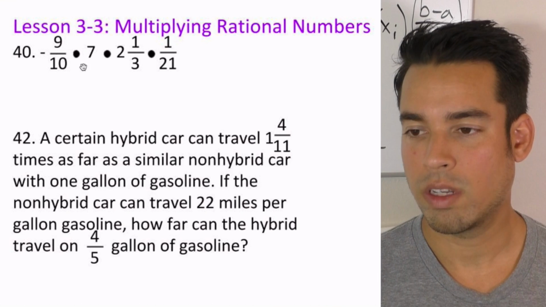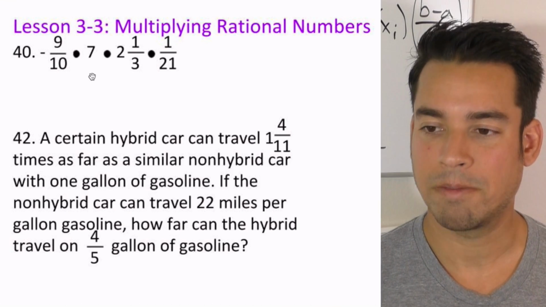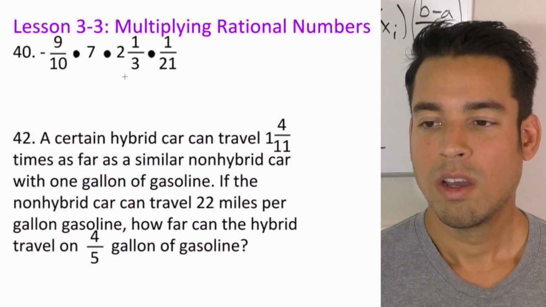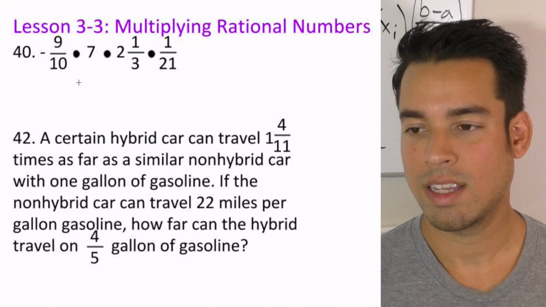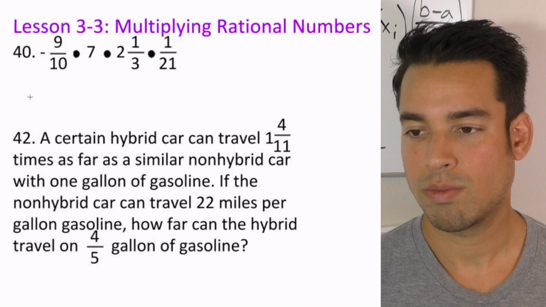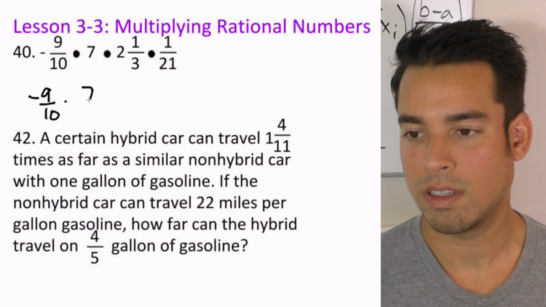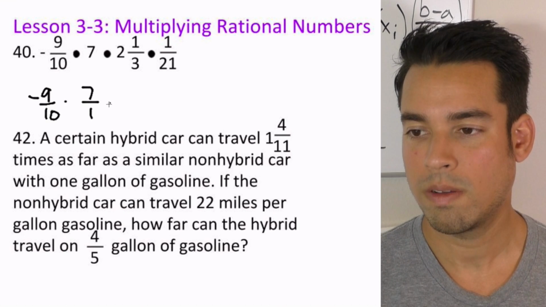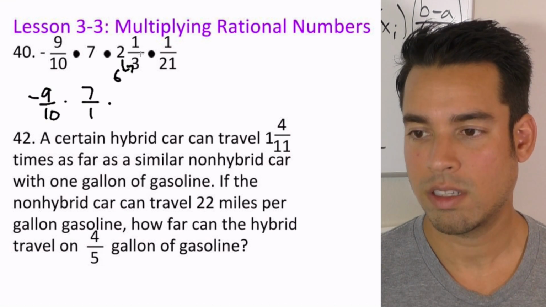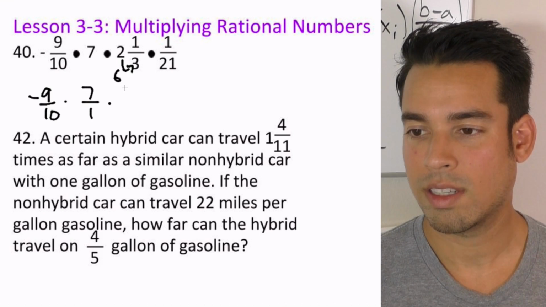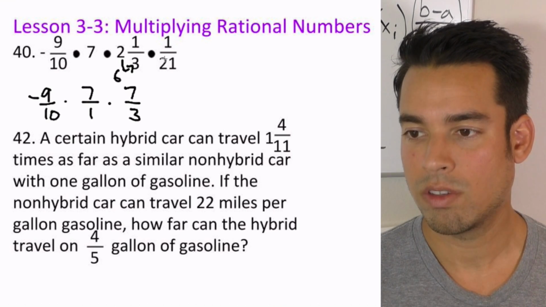Let's go on to 40, a big multiplication problem. Again, first step, we're turning everything into an improper fraction. So we got negative 9/10, that guy's good. Let's write it all out here. We got 9/10 times, let's make this an improper fraction, 7/1. We do the same process here. 2 times 3 gives us 6, plus that 1 gives us 7/3, and then times 1/21.